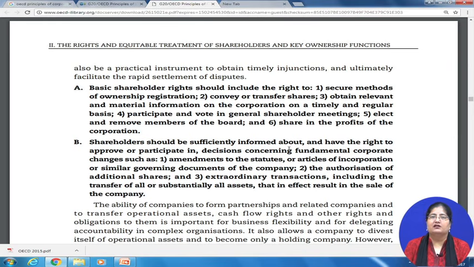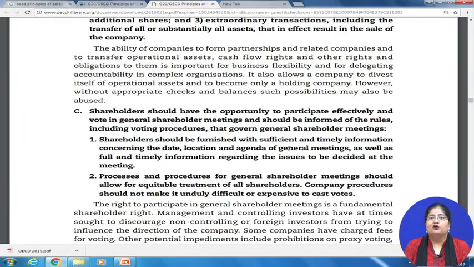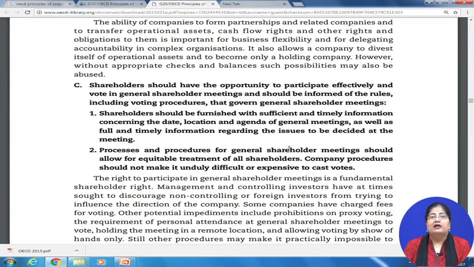Shareholders should be sufficiently informed about and have the right to approve or participate in decisions concerning fundamental corporate changes, such as amendments to the statutes, articles of incorporation or similar governing documents of the company, the authorization of additional shares, and extraordinary transactions, including the transfer of all or substantially all assets that in effect result in the sale of the company.